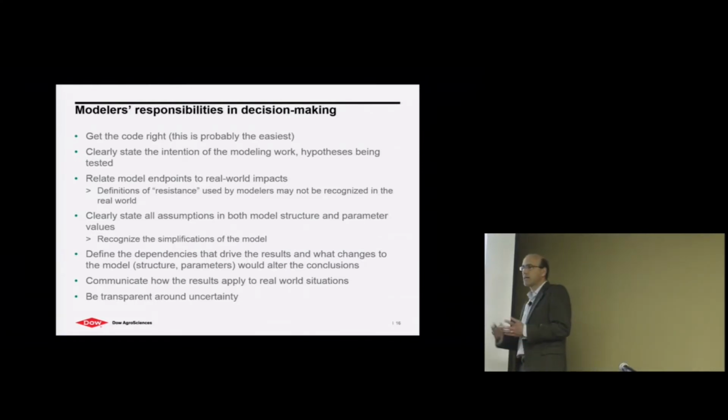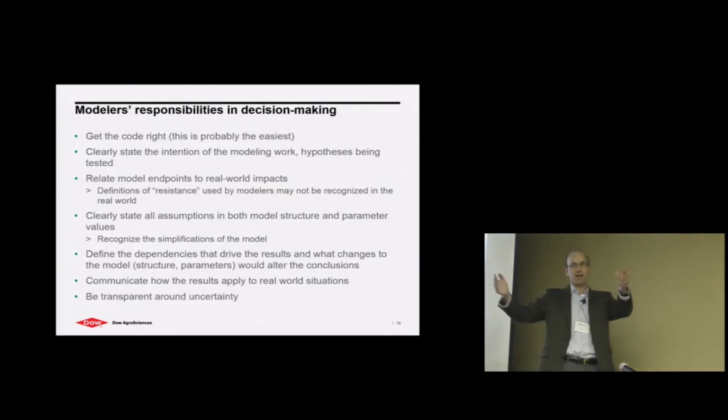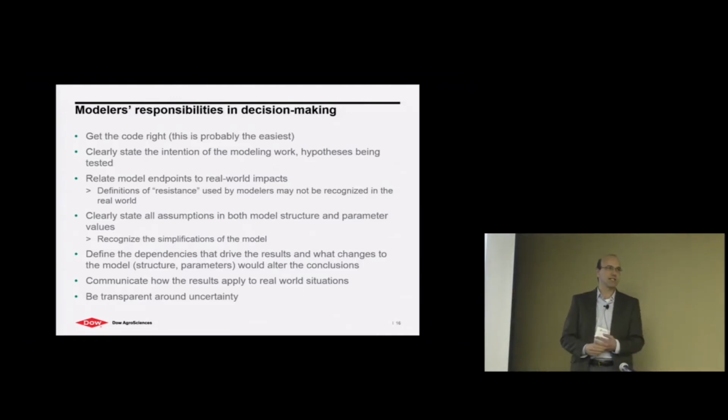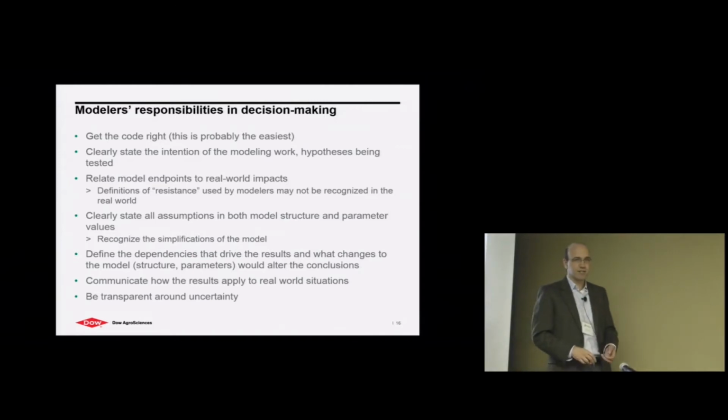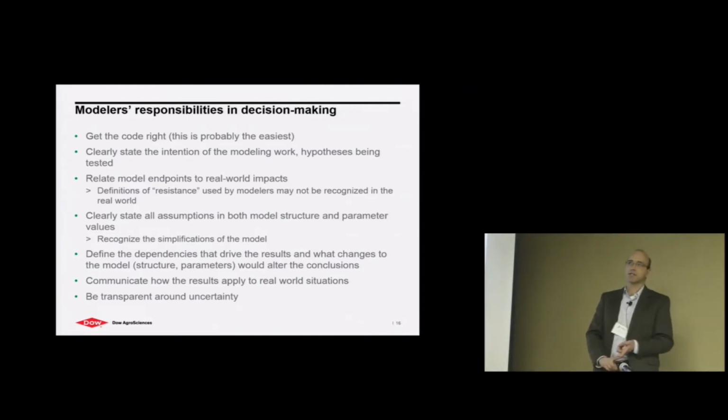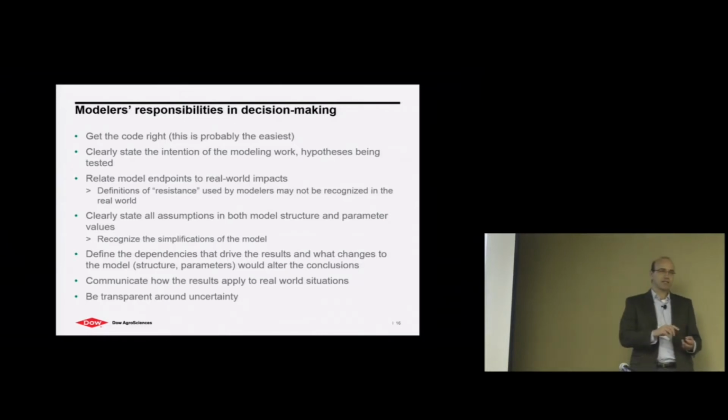You need to relate the model endpoints to the real world. So 0.5 has been bandied around as being a good threshold for resistance failure and no resistance success. That may be true in some situations. It may not be true in other situations. We've all used different endpoints during our careers as modelers. Is your definition of resistance based purely on the gene frequencies? Or do you factor in population size as well? When your product is failing, you've got a larger population.